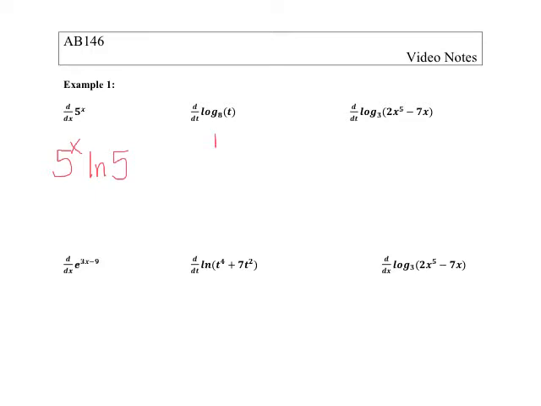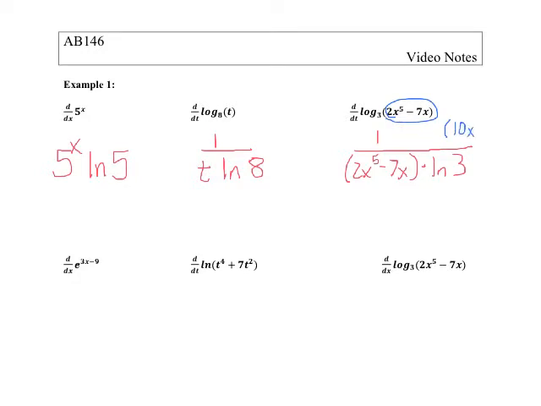Logarithms, what we have is 1 over t times the natural log of our base, which means that would work here as well. We'd have 1 over 2x to the 5th minus 7x times the natural log of our base, but we need to remember that we're going to be using the chain rule here. So the derivative of u is 10x to the fourth minus 7. So the red gets multiplied by the blue, giving us our full function. Looks like I made a typo there. That should be d over dx.